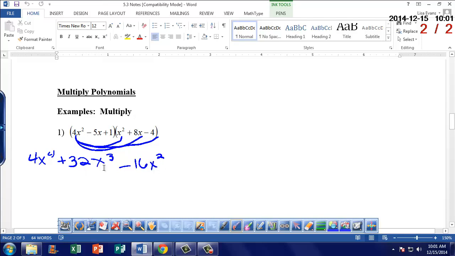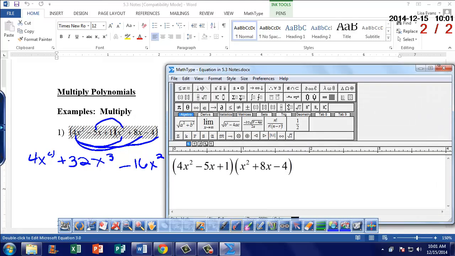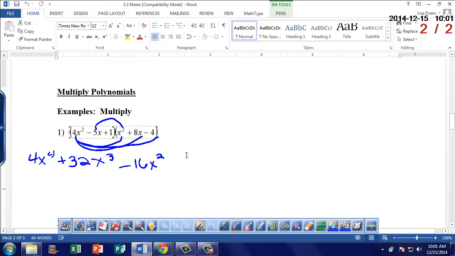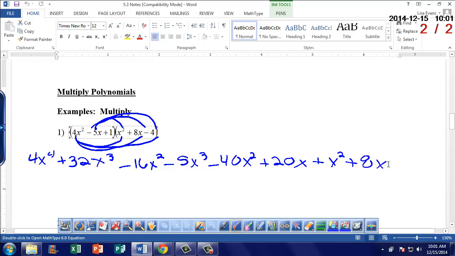This is a long problem, so that's just from the first 3 terms. Now we need to do this again. I'm going to do my negative 5x times all 3 of them. So I get negative 5x cubed, negative 40x squared, and positive 20x. Okay, and then I'm going to do 1 times all 3 of these, which is just going to be exactly what you see.